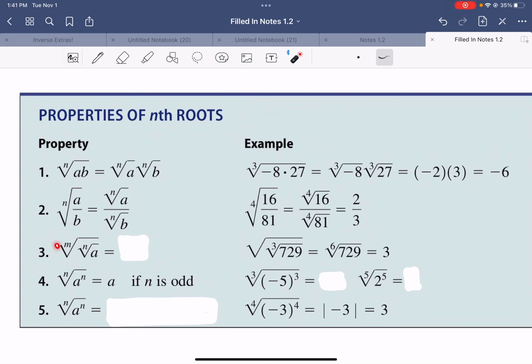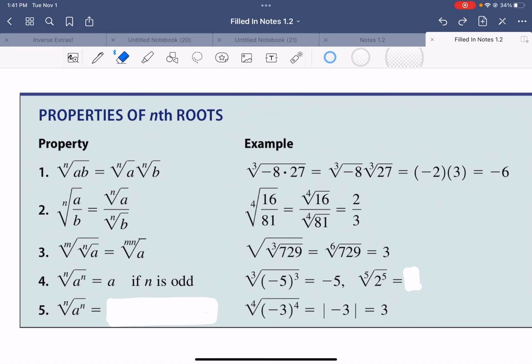Now, if you take a root and then take a root again, we just end up multiplying those two indices. That should seem familiar. And then, this is where it gets a little interesting, so we don't see this one quite as much, but that's okay. If you take the nth root of a to the n, they undo each other, and you get back a if your exponent is odd. So in other words, negative 5 to the third is going to be a negative number, right? And then when you take the cube root, you're going to get the original back.